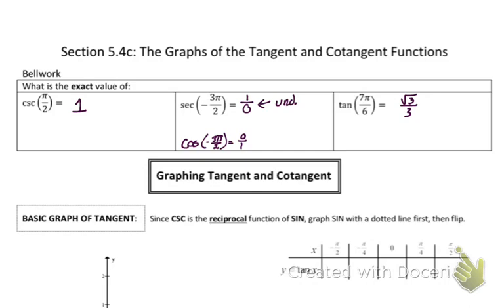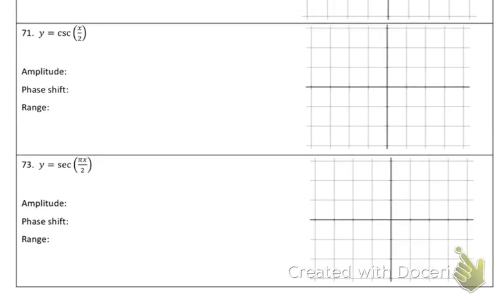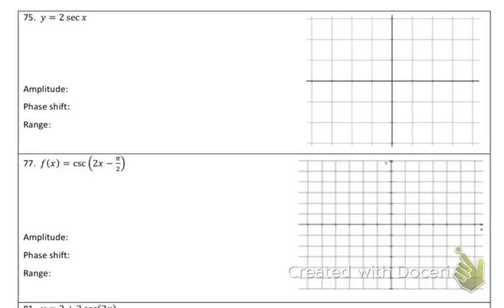All right, so any questions on the homework? Yeah, 77. So we look at 77. The first thing is I can't use this until I pull that 2 out in front. That's going to give me cosecant of 2 times x minus something. And the easiest way to get that something is to take that pi over 2.